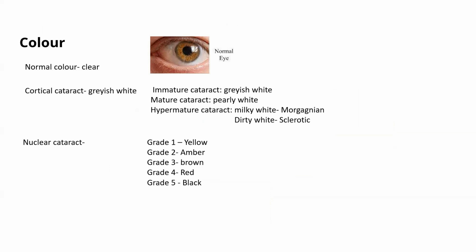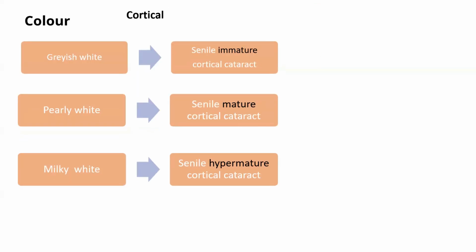In nuclear cataracts, depending upon the grade, it can be yellow, amber, brown, red, or black. In pseudophakia, how do you see it? You see that it is black with shimmering reflexes. We'll see these in the following slides. And in aphakia, it is jet black. Please, in a normal clear lens, don't say it is jet black. Some students also describe pseudophakia as jet black. No, in pseudophakia, you will describe it as black with shimmering reflexes, and in aphakia, it is jet black. So cortical cataract, grayish white, and senile immature cataract.